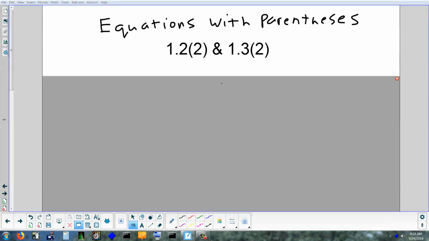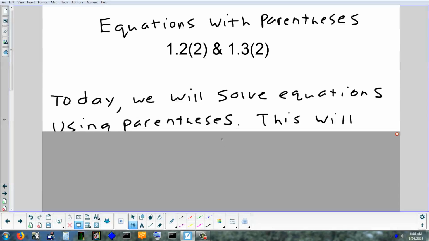Alright, so we're going to start out this week by looking at part of section 1.2 and 1.3. We've already done a little bit of each of these sections. So there's a little bit left in 1.2 and a little bit in 1.3, and they're good to look at together.